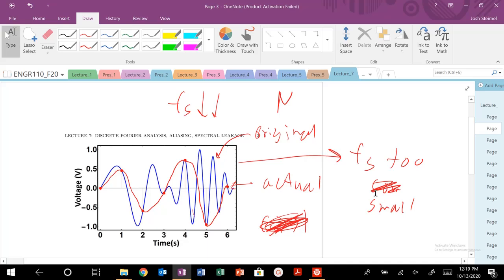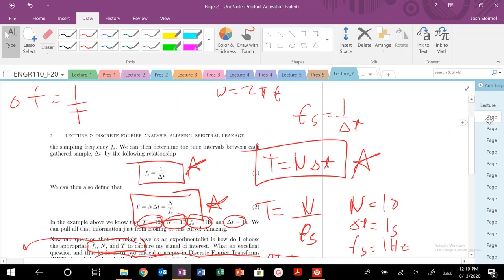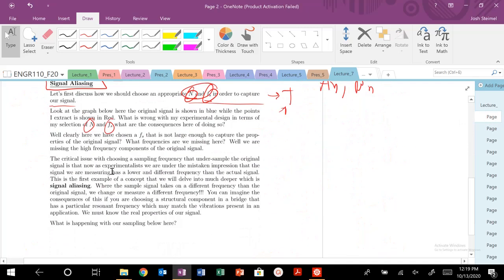So think about the implications of that. If you're designing a bridge, if you're looking at material properties, if you're looking at a cardiac signal, you could be missing these high frequencies, and that could cause arrhythmia. Or, I'm not a biologist, but who knows what could. I've seen a lot of medical TV shows. So in this problem, we've chosen an fs that's not large enough to capture the properties of the signal. When you undersample that original signal, we think the signal we're measuring has a lower or different frequency than the actual signal.